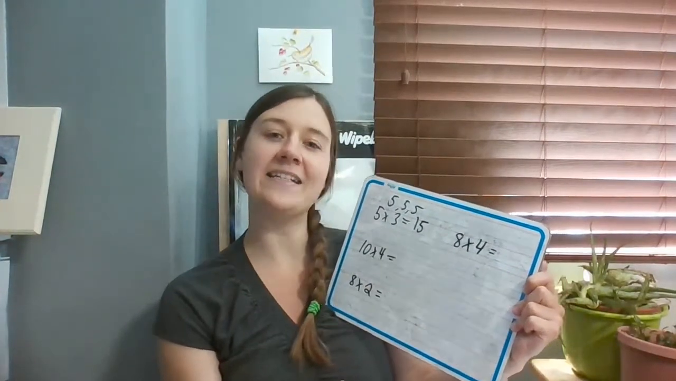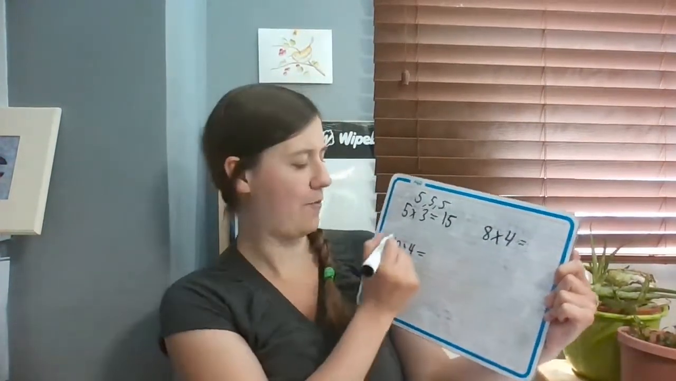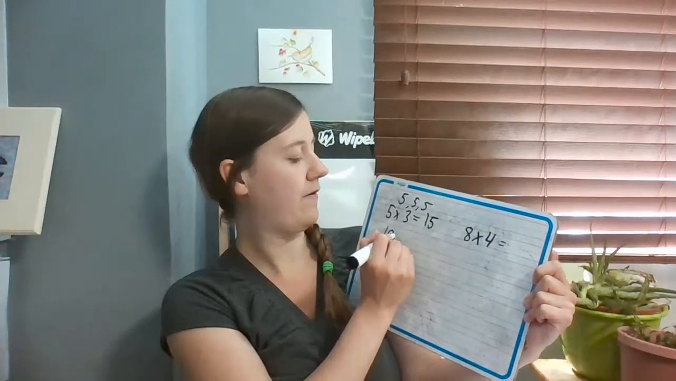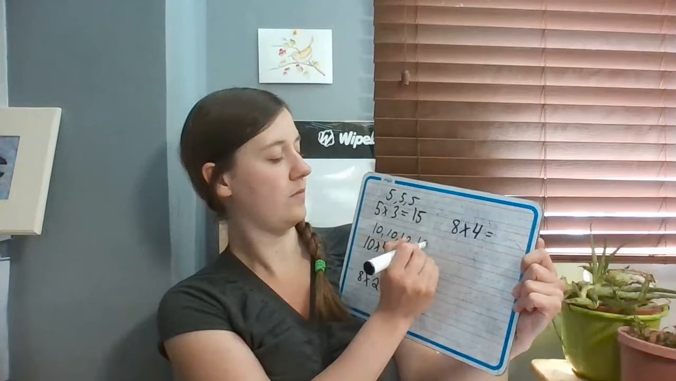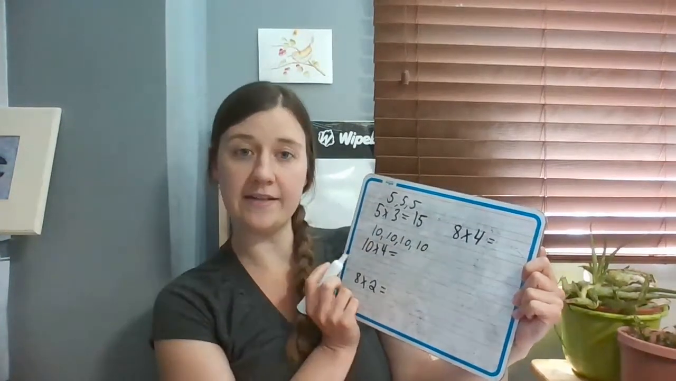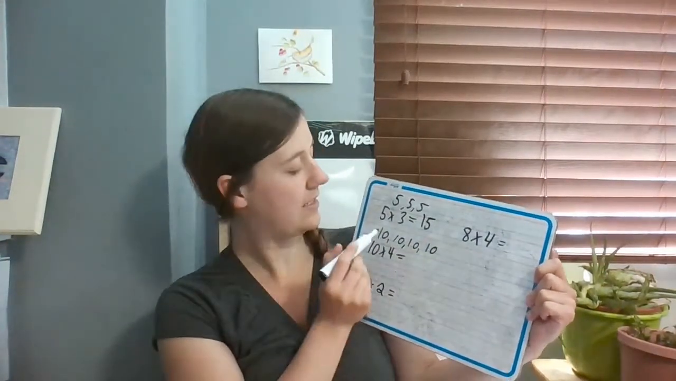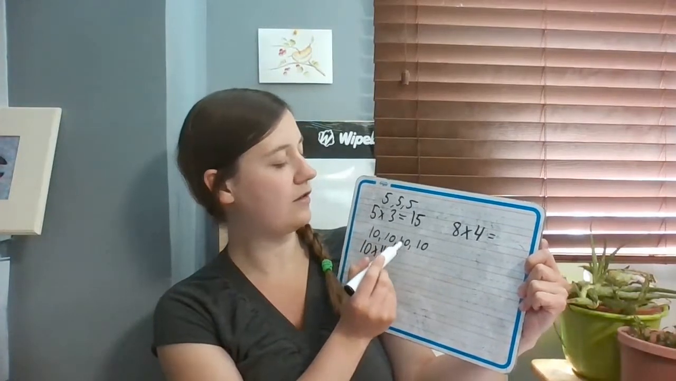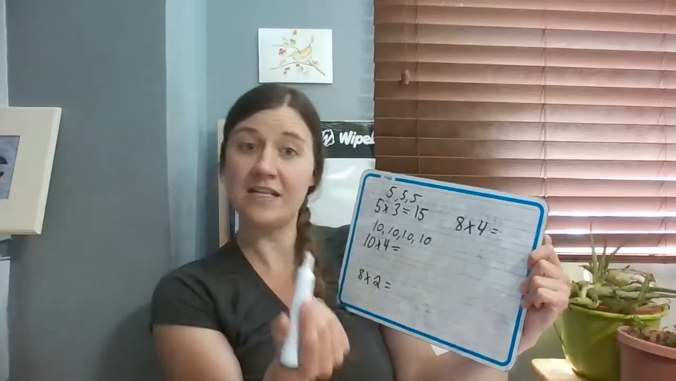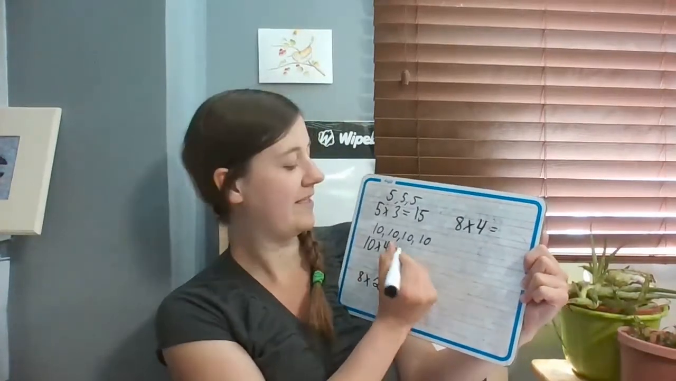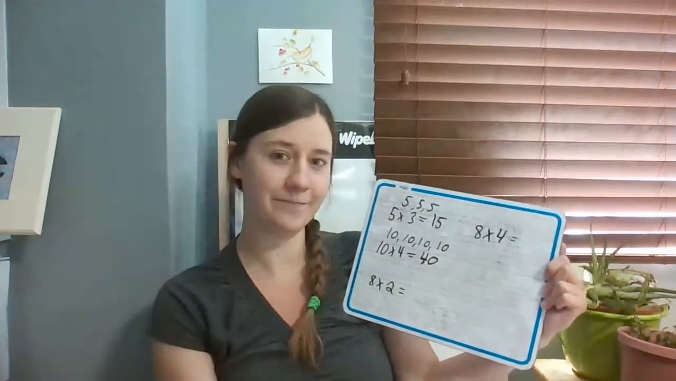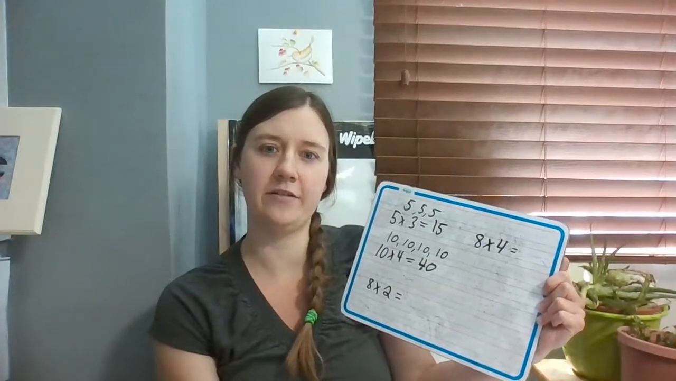Now I have 10 times 4. We know how to count by 10s. Let's put up 4 10s up here, because we have 10s and we have 4. 1, 2, 3, 4 10s. Let's count by 10s. 10, 20, 30, 40. Since we can count by 10s, that's easy. We count by 10s 4 times, and it makes 40. So we know that answer.